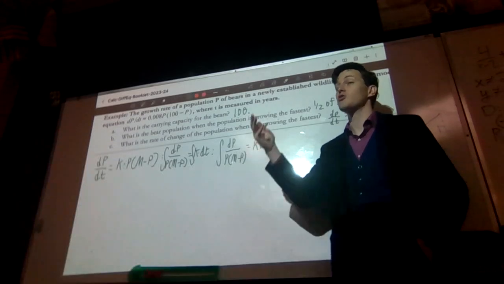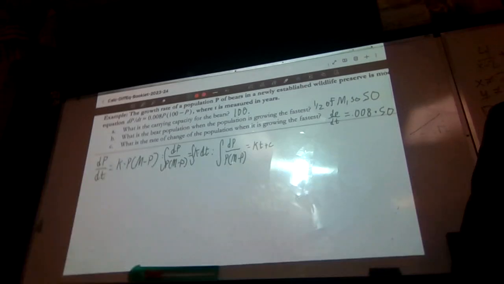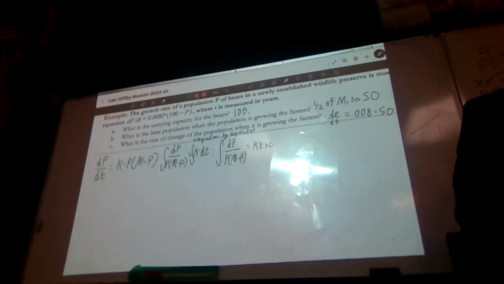Partial fractions. What this is called again, just so you know, is integration by separation. We're going to put 1 over p times m minus p times dp into a form so that you're able to integrate it. So I'm going to rewrite this as the integral of a over p plus b over m minus p.